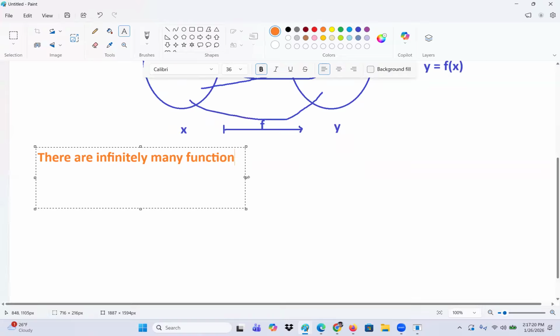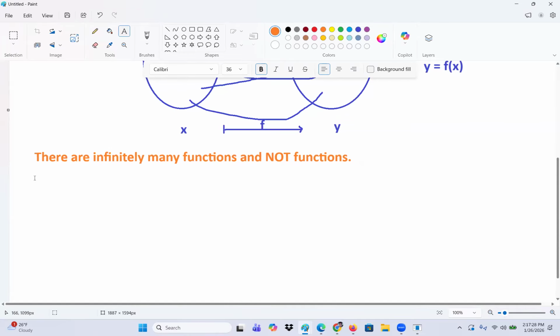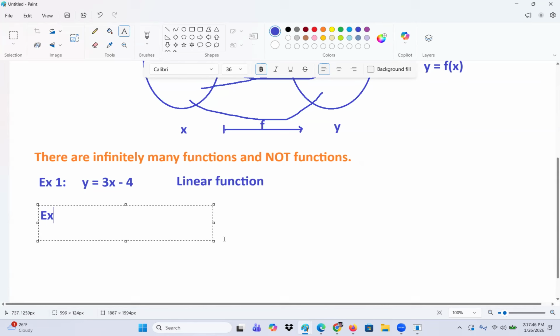And not a function, right? And not a function. So let me give you a few examples. For example, we have to start with a y. So let's say example 1, you can have y equal to 3x minus 4. This is what I call the linear function. This is a function.